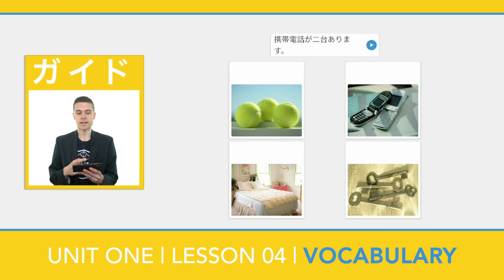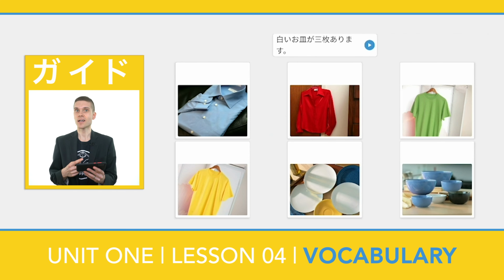Keitai denwa ga 2台 arimasu. Now here's another counter, dai. Now dai is used to count electronic items and also vehicles. So right here we have 2 phones. 2台 arimasu. There are 2 phones. Shiroi osara ga 3枚 arimasu. Mai, the next counter, used for flat items. And as you can see in this image, we have 1, 2, 3 white plates. 3 mai, the number 3, followed with the counter mai for flat items.